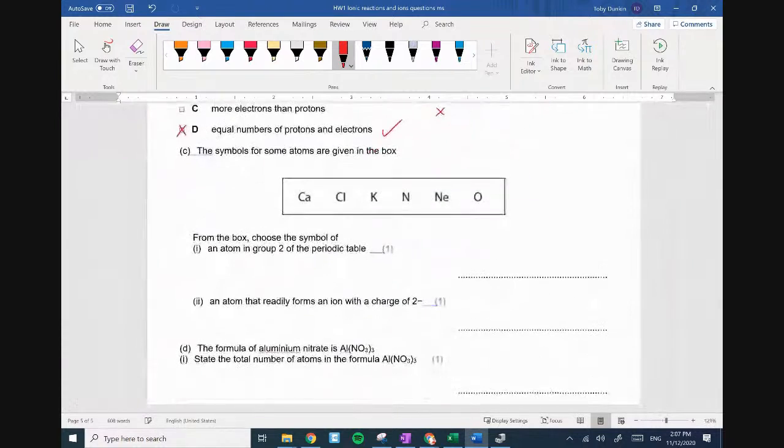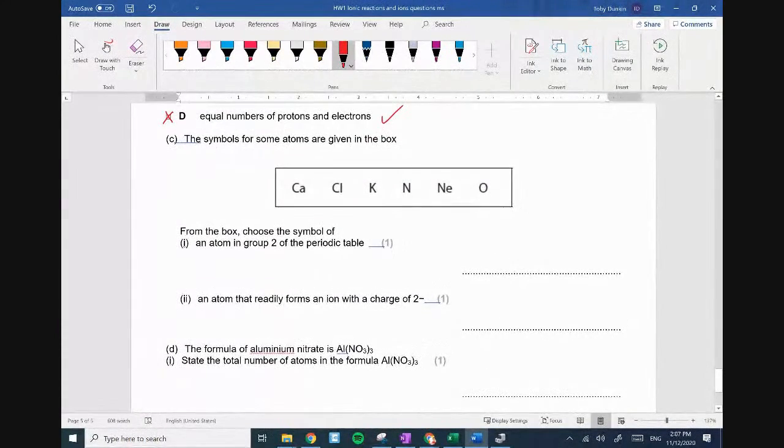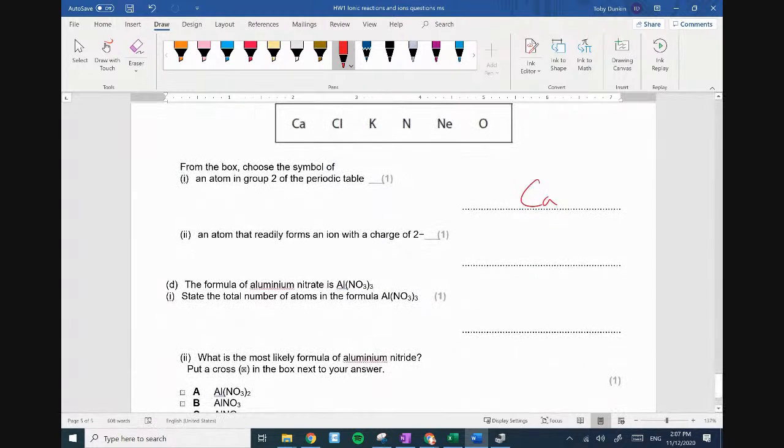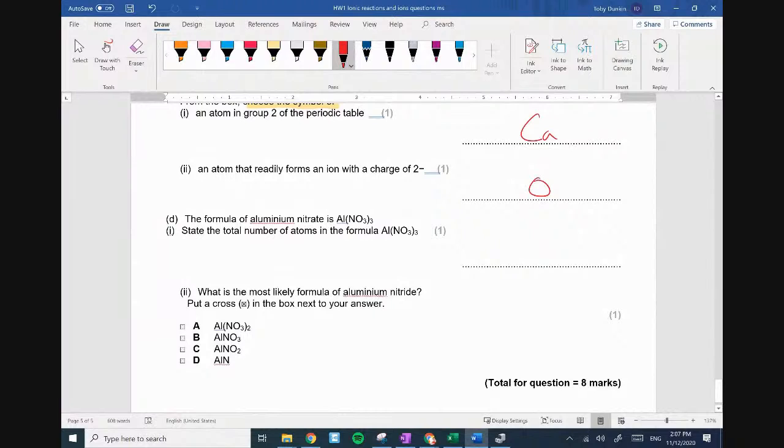Next, use the boxes. From the box, choose a symbol of an atom in group 2 of the periodic table. Group 2, calcium. By the way, notice that the question says choose the symbol. Lots of students often write their answers in words and they'll lose the mark. An atom that readily forms an ion of 2-: O, because oxygen always forms a 2- ion. The formula of aluminium nitrate is this. State the total number of atoms in it.